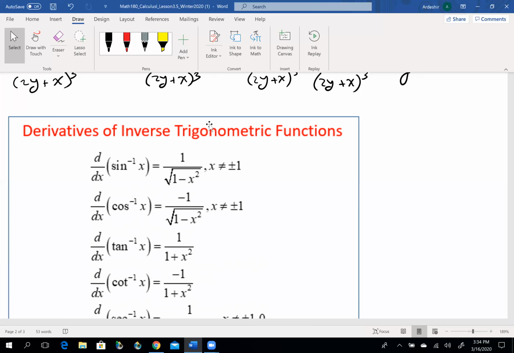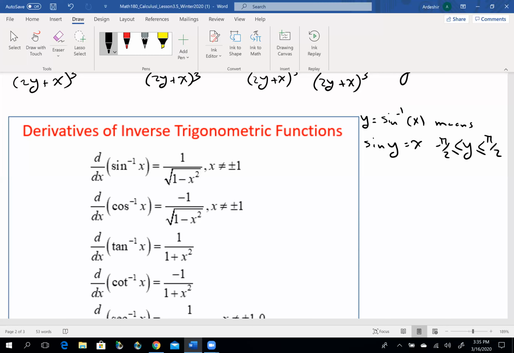So let me do the sine inverse of x. First of all, y equals sine inverse of x. That actually means that sine of y is equal to x. And then we know, by going back to the trigonometric class, that y in this case is greater than or equal to negative pi over 2 and less than or equal to pi over 2.